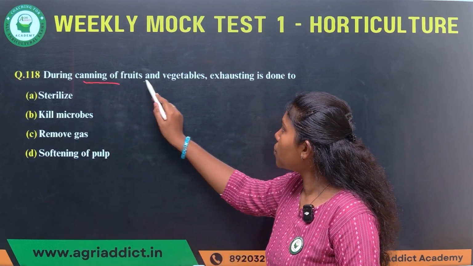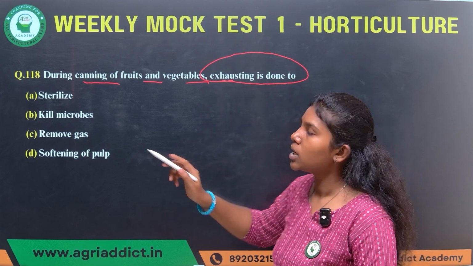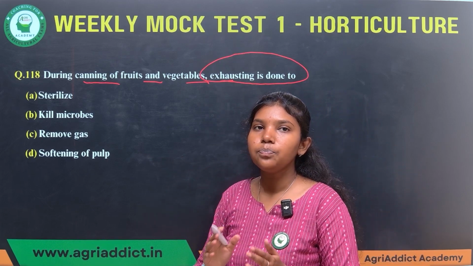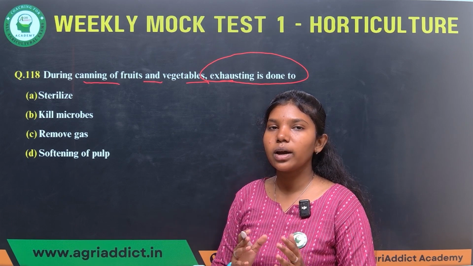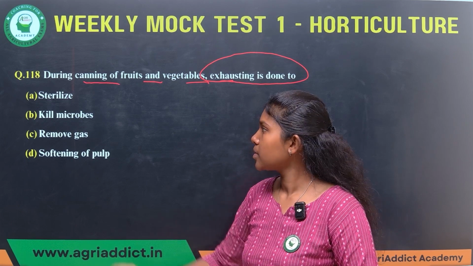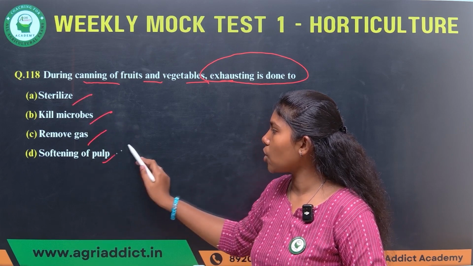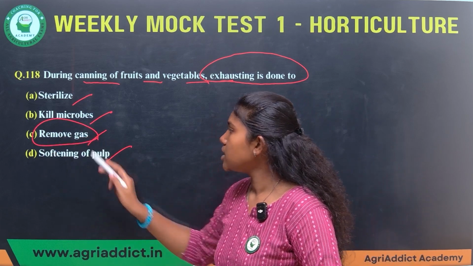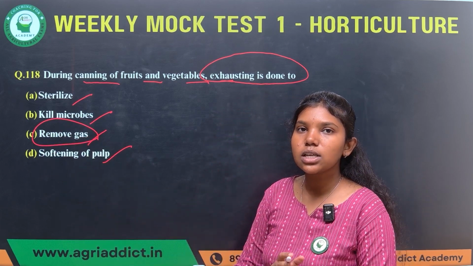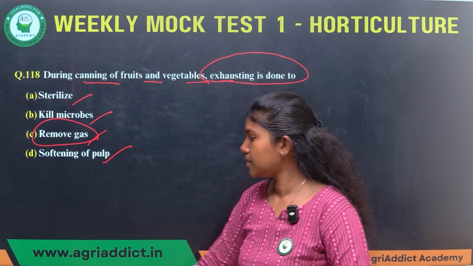During canning of fruits and vegetables, exhausting is done. Exhausting is a step in the canning of fruits and vegetables. What is the reason behind exhausting? Why is it done? To sterilize, to kill microbes, to remove gas or softening of pulp. The answer for this question is to remove gas. That is, during canning, exhausting is done to remove excess of the gas present in the can.